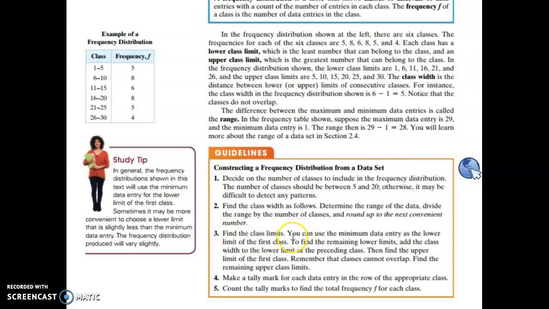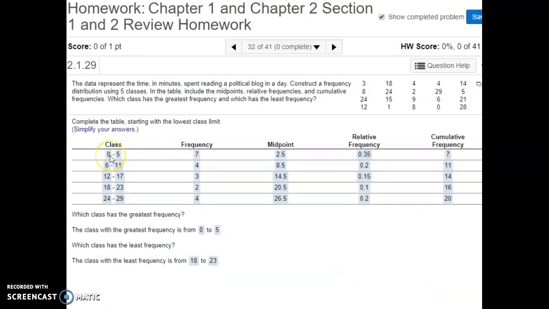We start by listing the minimum data entry as the lower limit of the first class. So in our example, 0 is the smallest value. 0 will be the lower limit of the first class. And then we add that class width to 0 to get the lower limit of the next class, and then add it again, and so on. So we start with 0 as our first lower limit, add 6 to get our next lower limit, add 6 more, and so on, and you get all the lower limits.